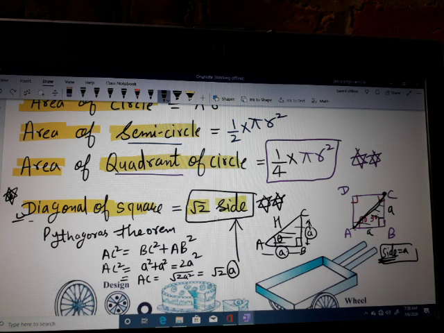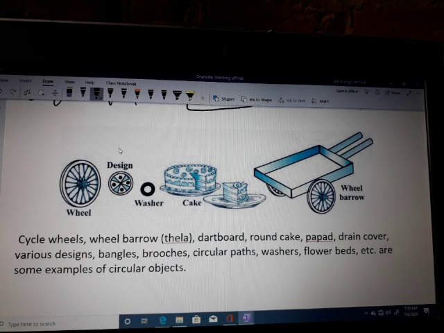Please note down. Next, in our day-to-day life, we see different examples of circular regions. These are the circular parts. Examples are given here. This is the wheel, which is also a circular part. We can see different types of designs in circular form also. These are different types of washers, which are also circular in shape. This is the birthday cake we generally use, which is also in the form of a circle.